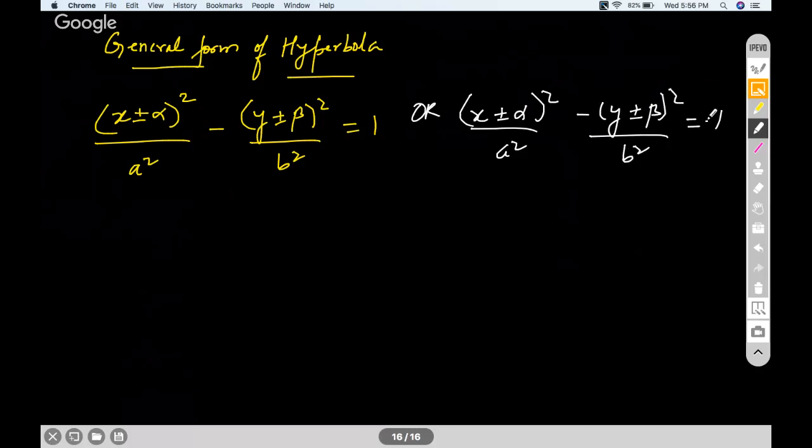So these cases are called the general form, where the center of the hyperbola is not at the origin. Okay. So what I'll do is I'll start off with a question, directly asking you some of the critical points. In this case, the center is at plus minus alpha comma plus minus beta. However, the transverse axis and the conjugate axis are still parallel to the x and the y axes respectively.